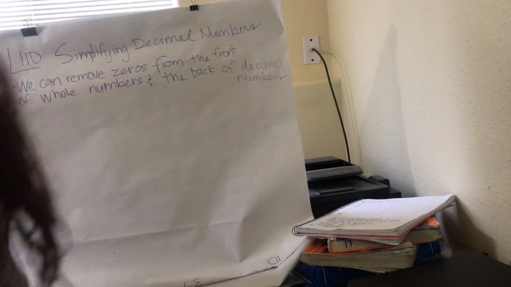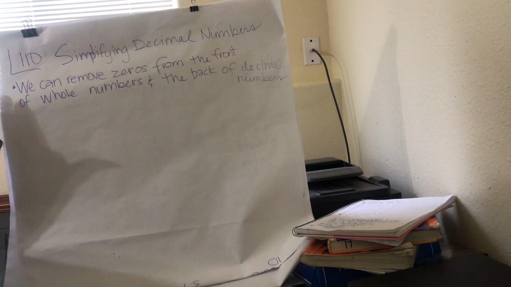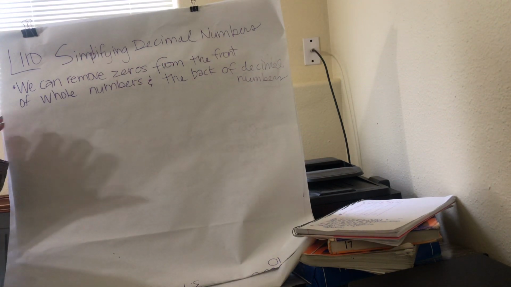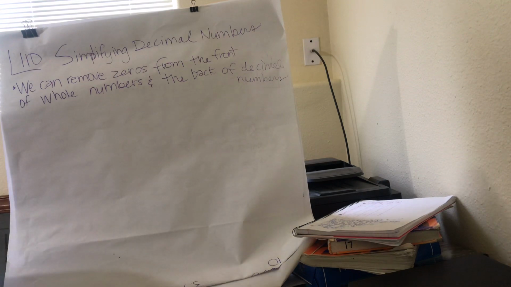Good morning, everyone. Today we're on lesson 110 and we're working with simplifying decimal numbers. So what that means is when we have some decimal numbers going on, we can remove zeros from the front of the whole numbers, and then we can remove them from the back of the decimal numbers.